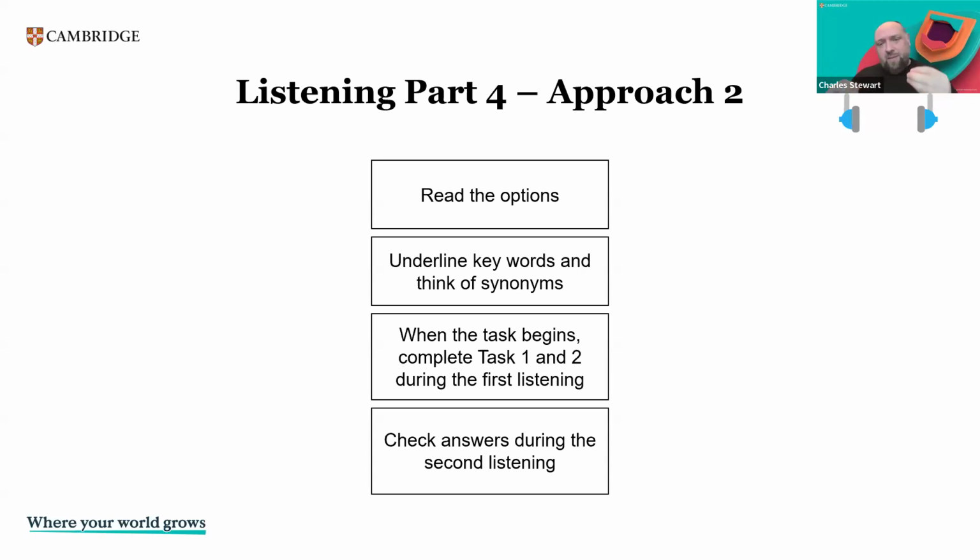Now, a common question that I get at this point in the Top Tips webinar is, Charles, which approach is best? Which one do you recommend? What I would recommend you doing is taking two practice exams, doing part four using approach one with one of the exams, and then doing the second exam with approach two, just simply to see which one is easiest for you. For me personally, if I were doing the exam, I know that I cannot cope with having to do two things at the same time.